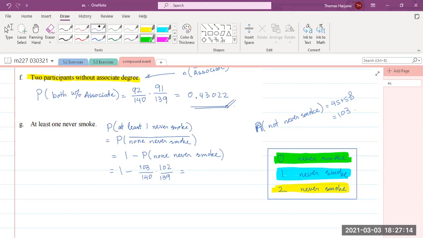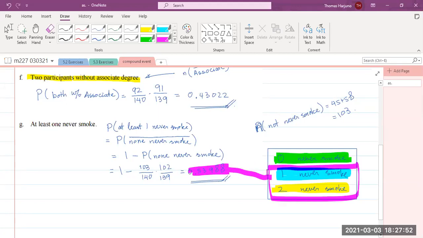Okay. Now we can experiment. Let me compute this first. This is 103 times 102 divided by the product of 140 and 139. I get 0.539876. So 0.53988, that's the answer for this one, right? Now, notice that this number 0.539 refers to the probability of both of these events.